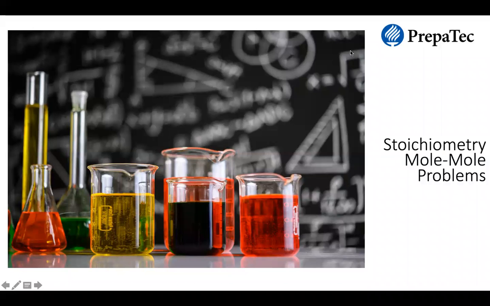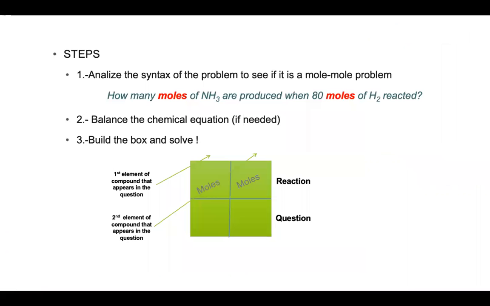This video will show you how to solve a problem of stoichiometry mole to mole. The first thing that we have to do is understand if the problem is a mole to mole problem. So the first step is to analyze the syntax of the problem to see if it is a mole-mole problem. This is done just by looking at the question that we have in the problem.